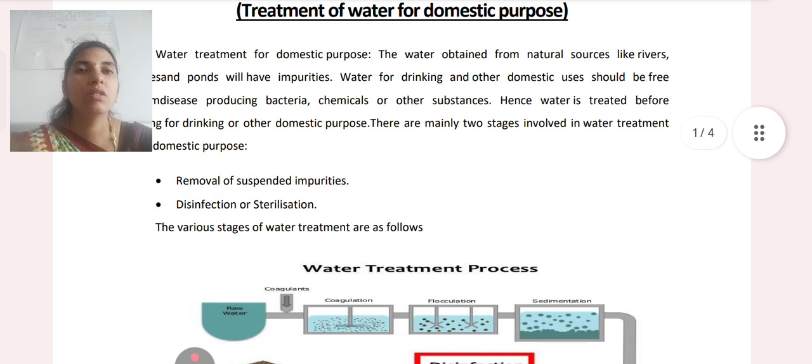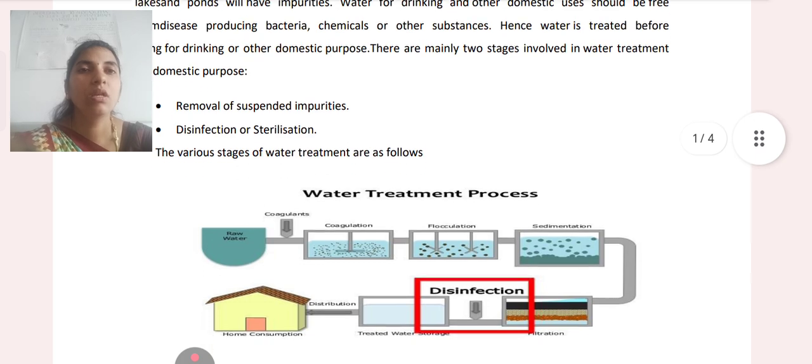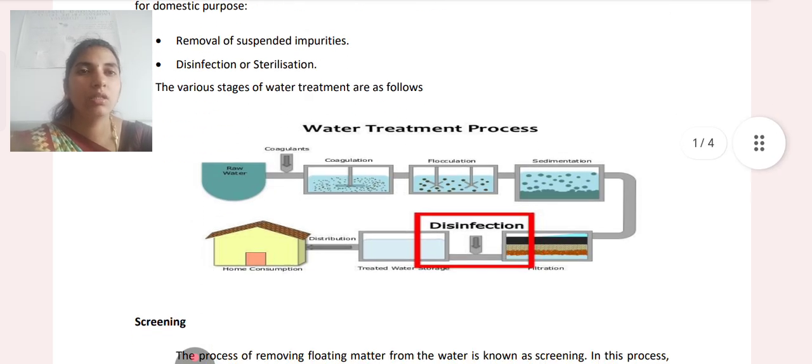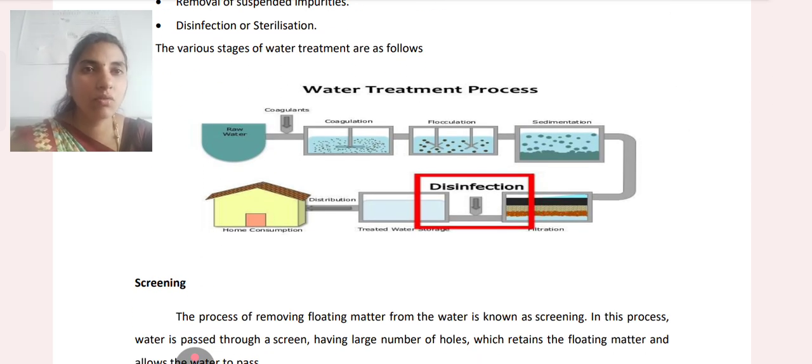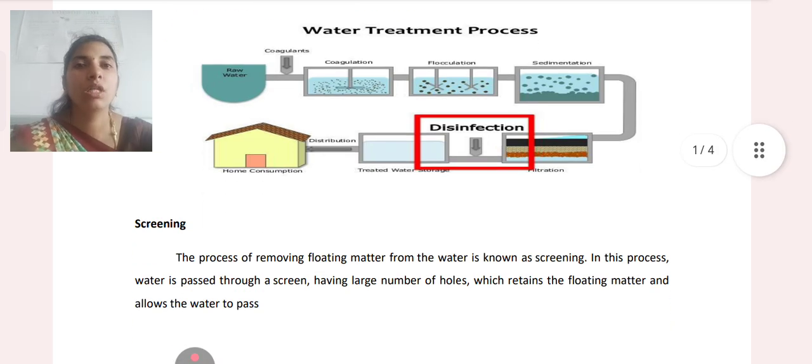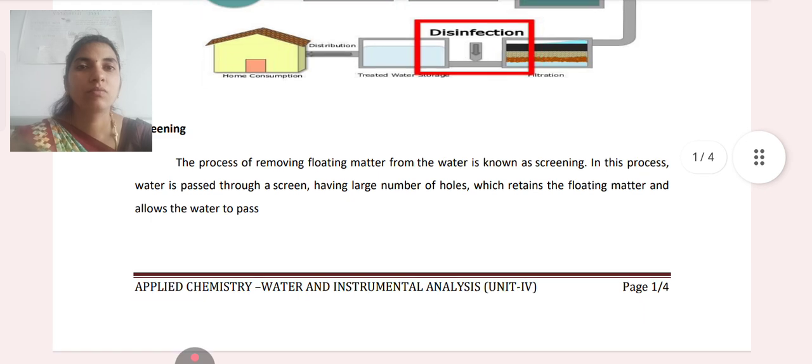The various stages of fresh water treatment make up the water treatment process. This is the diagram representation showing coagulation, filtration, sedimentation and disinfection before distribution for home consumption. Screening: the process of removing floating matter from the water is known as screening. In this process, water is passed through a screen having a large number of holes which retain the floating matter and allow the water to pass.